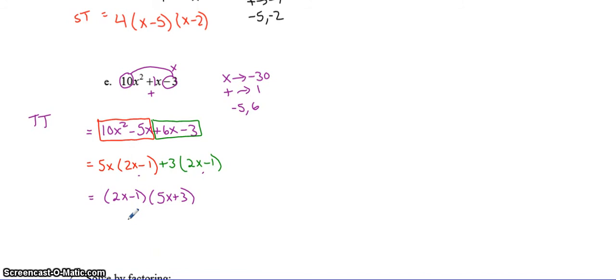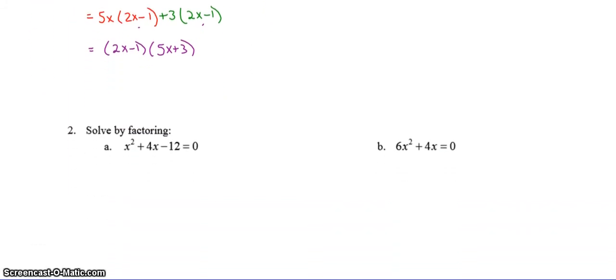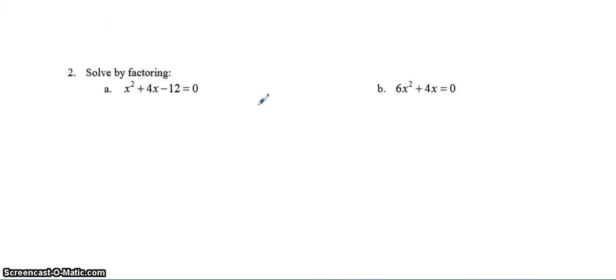So those are your different types of factoring. Make sure you do know how to do all those types of factoring for the exam and the summative. We also looked at solving by factoring, which also means finding the zeros.